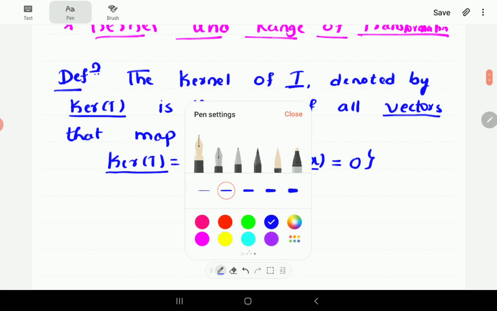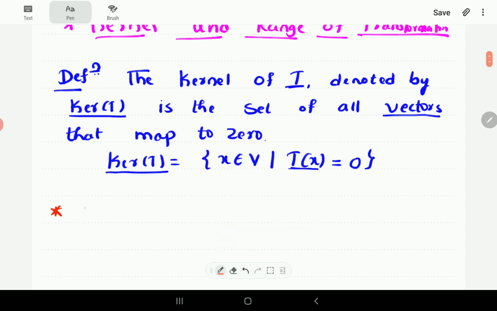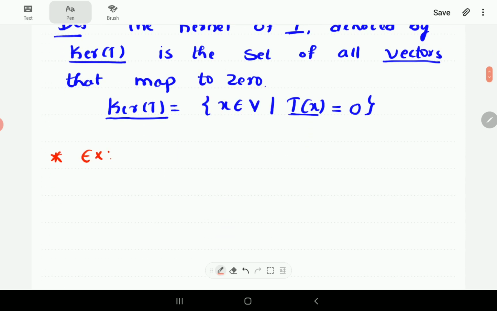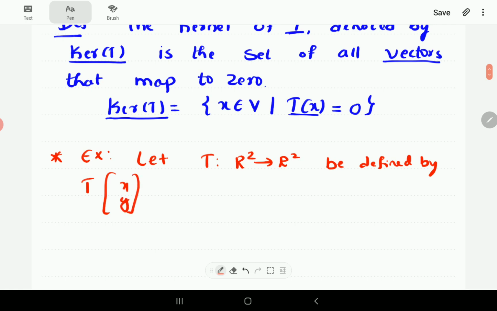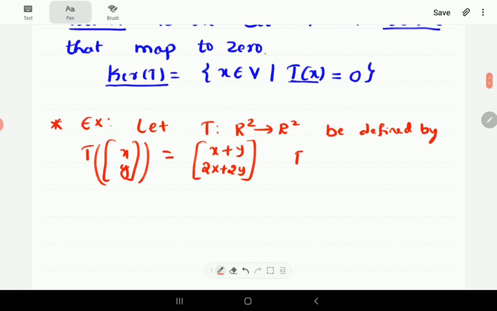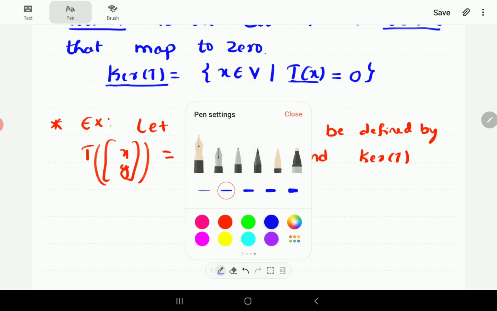Now let us understand this particular concept with the help of an example. Let T be the transformation from R2 to R2 defined by T of (x, y) equal to (x plus y, 2x plus 2y). This is how it is defined. We have to find the kernel of T. Let's see how we do it.